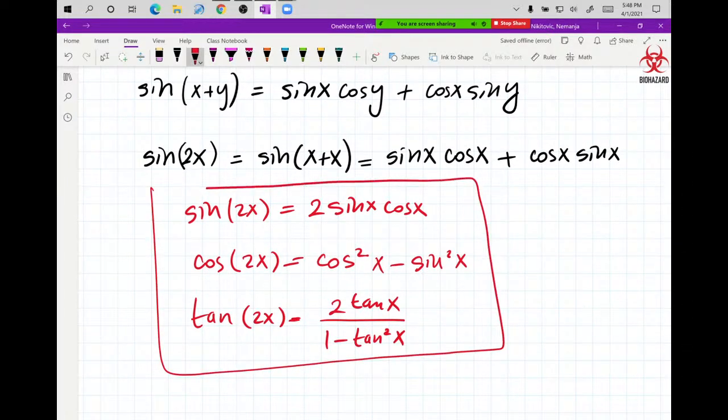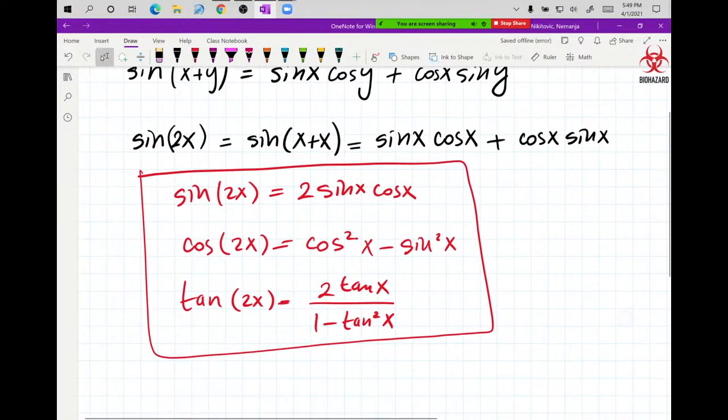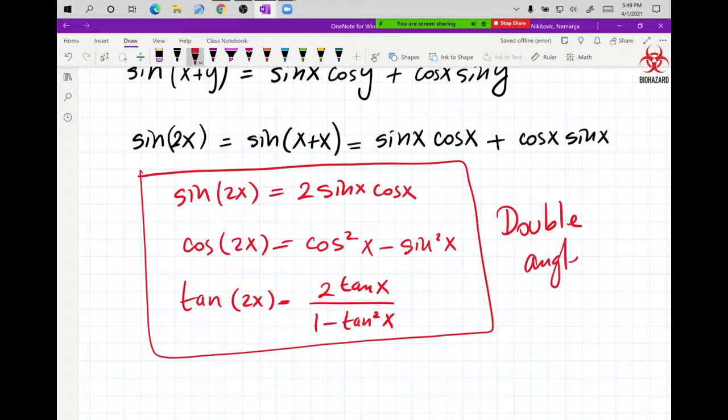Notice that we do not bother with secants and cosecants and stuff because this is enough for us. And if you need a secant, you just write it as 1 over cosine. So it's very easy. So these are the double angle formulas.